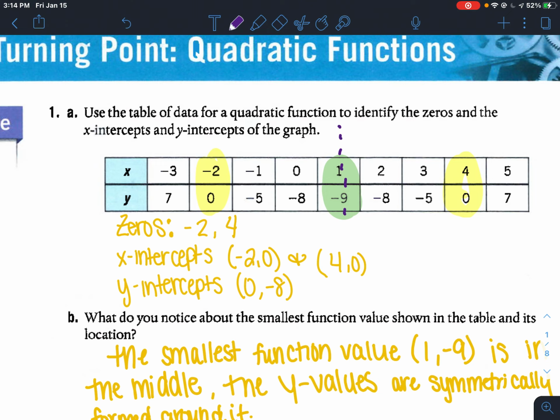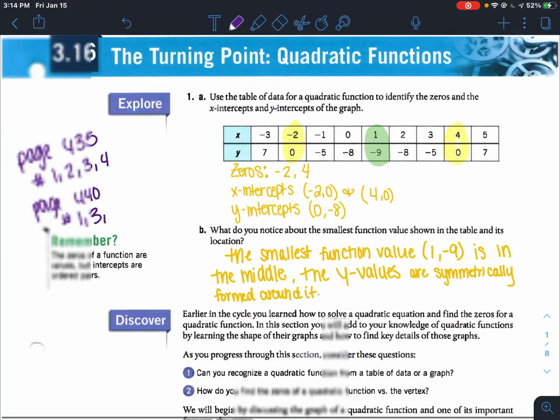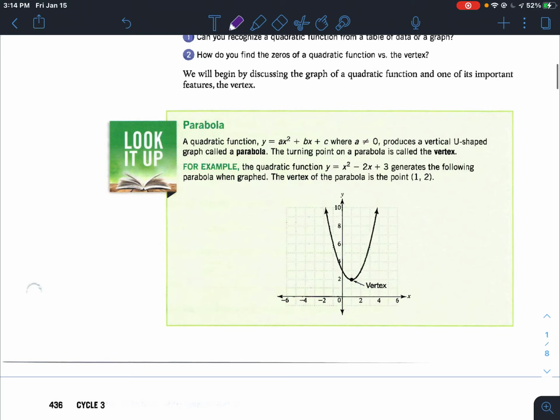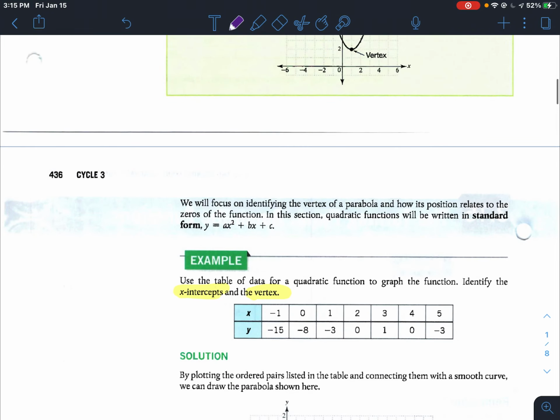Okay, so moving on from all the mistakes that I just made in that problem, I apologize. Hopefully you didn't get too confused. In case you forgot, a quadratic function is a U-shaped graph, also known as a parabola, and the turning point of the parabola is known as the vertex. Okay, so there's a nice little picture for you.